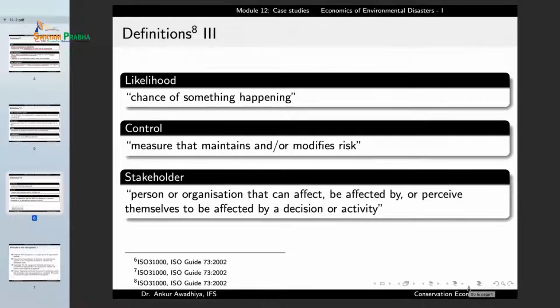And stakeholder is a person or organization that can affect, be affected by, or perceive themselves to be affected by a decision or an activity. Stakeholder is a person or an organization. So you can have a person or you can have an organization, and their role is they can affect a decision, they can be affected by a decision, or they perceive themselves to be affected by a decision or by an activity.